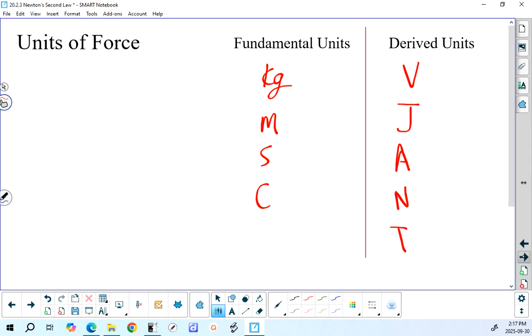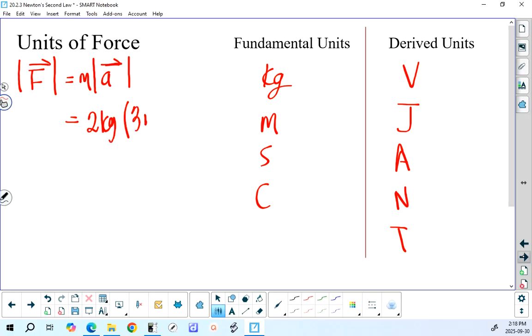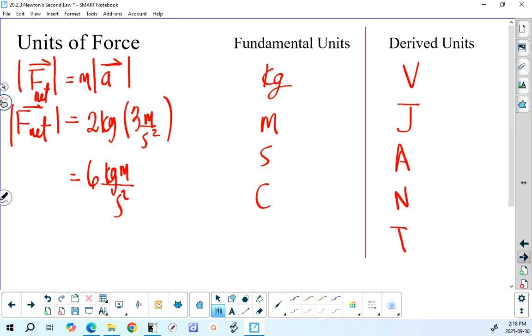So let's take a look at Newton's second law of motion. F net equals ma, and I'm not worried about the directions, so I'm just going to use the magnitudes. When we take a mass of, say, it doesn't matter, 2 kilograms multiplied by 3 meters per second squared, what we get for the net force, F net, is equal to 6, and the units are kilogram meter per second squared.